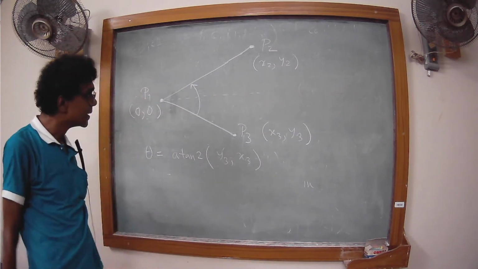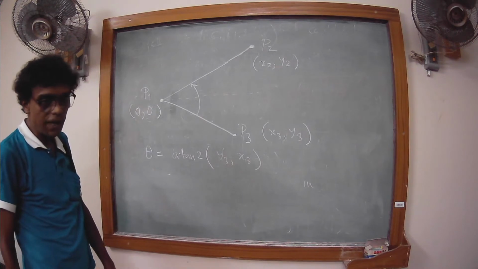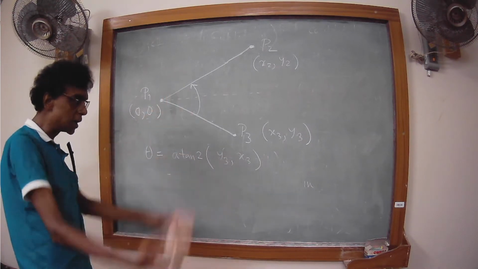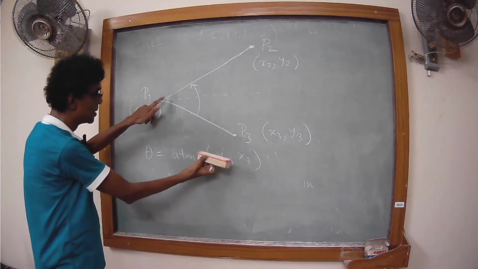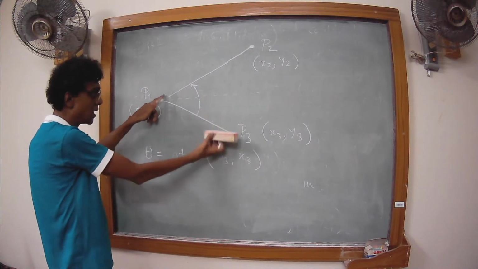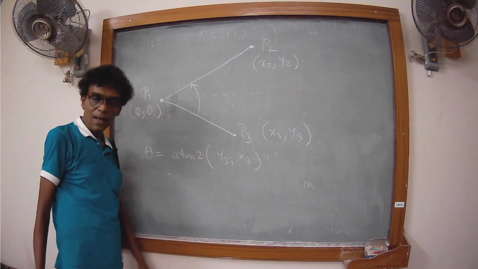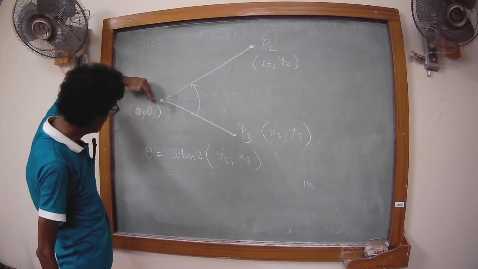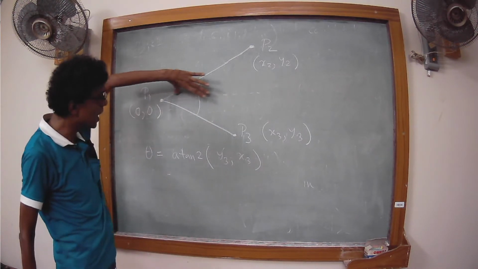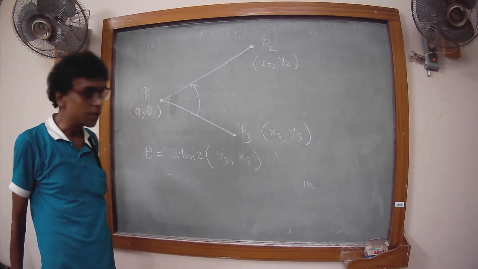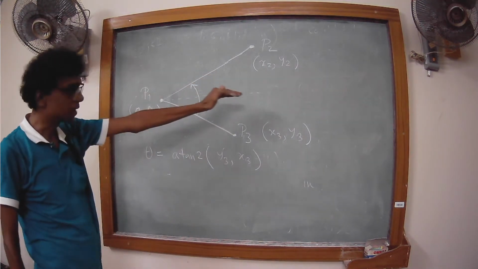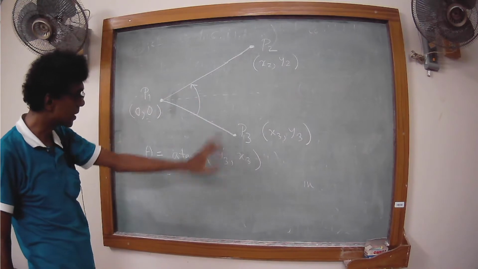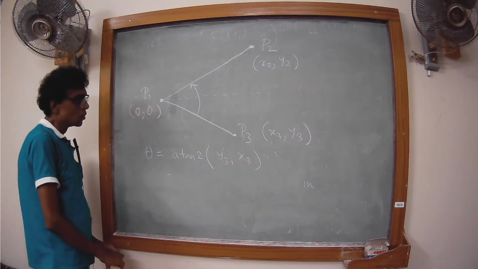Okay. Now what I will do, I will make a rotation around the origin by this angle theta. Okay. And if that happens, this line P1, P3 will now lie on the x-axis. So I can consider this as the x-axis. So how to do it?